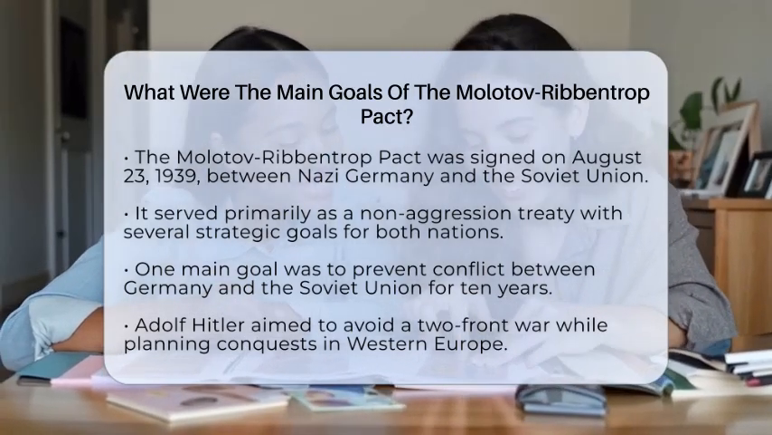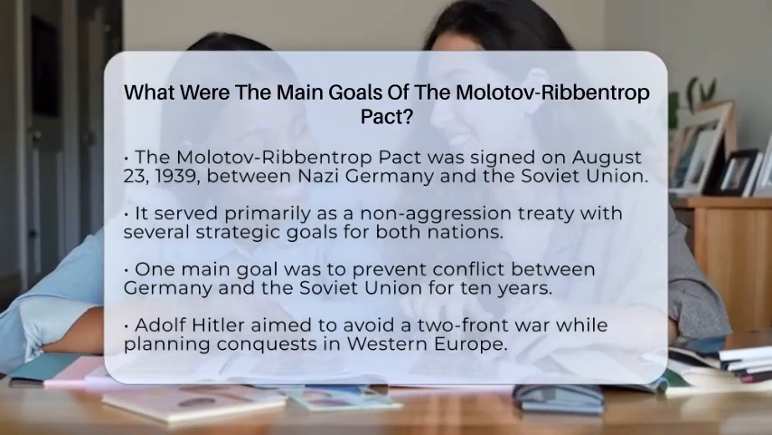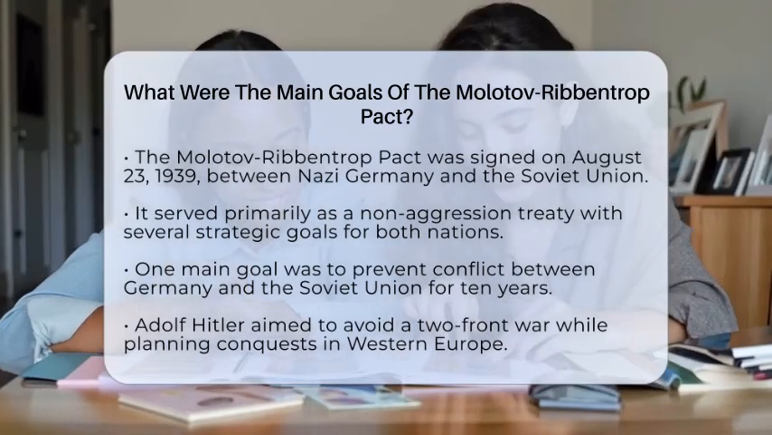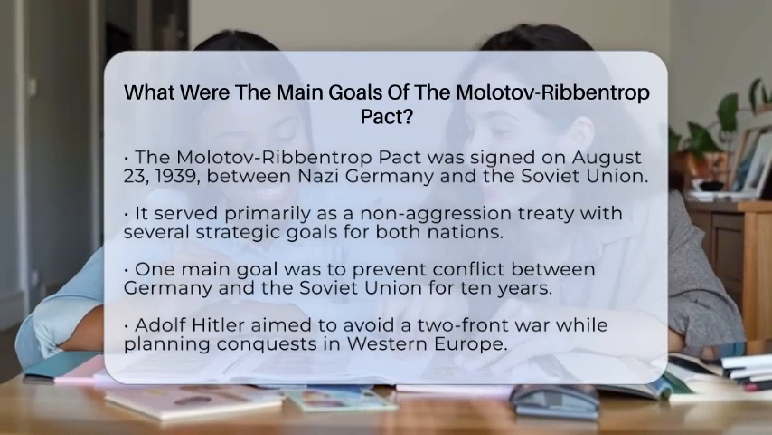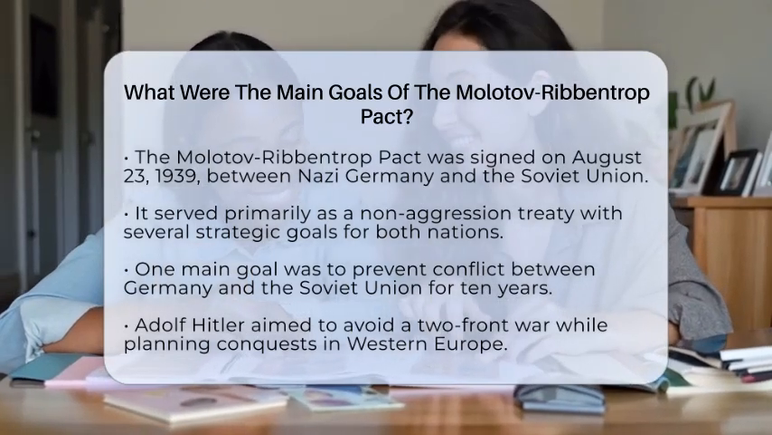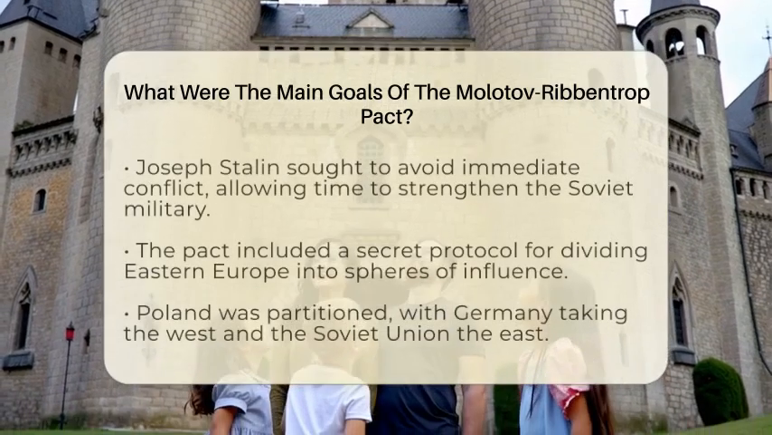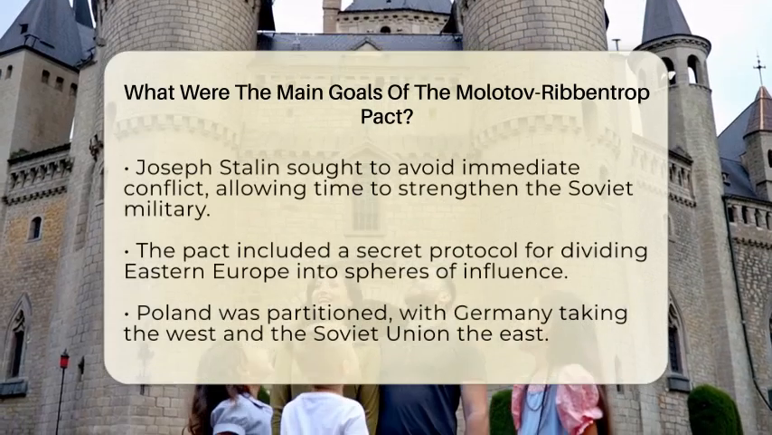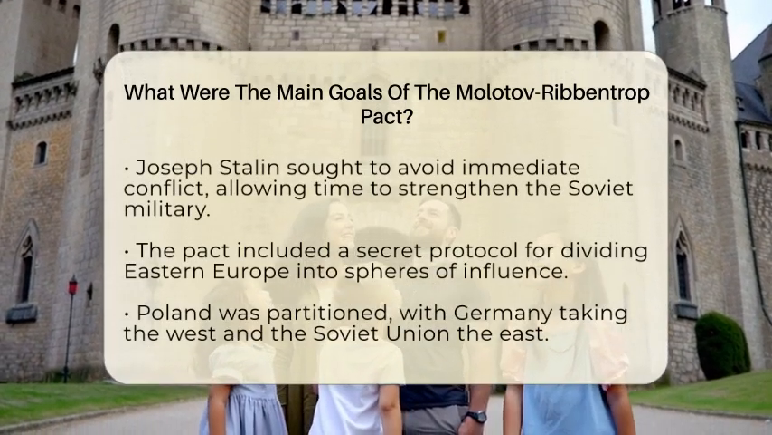First, the pact aimed to avoid conflict between Germany and the Soviet Union. Both countries committed to not attacking each other or supporting enemies against one another for 10 years. For Adolf Hitler, this was essential to prevent a two-front war while he planned his conquests in Western Europe. For Joseph Stalin, it meant he could avoid immediate conflict with Germany. This bought him time to strengthen the Soviet military and consolidate his power internally.